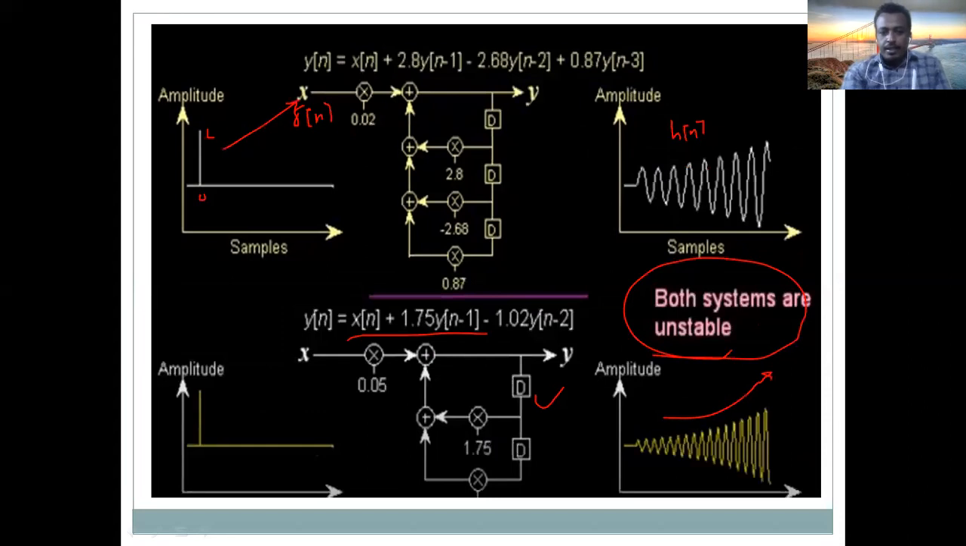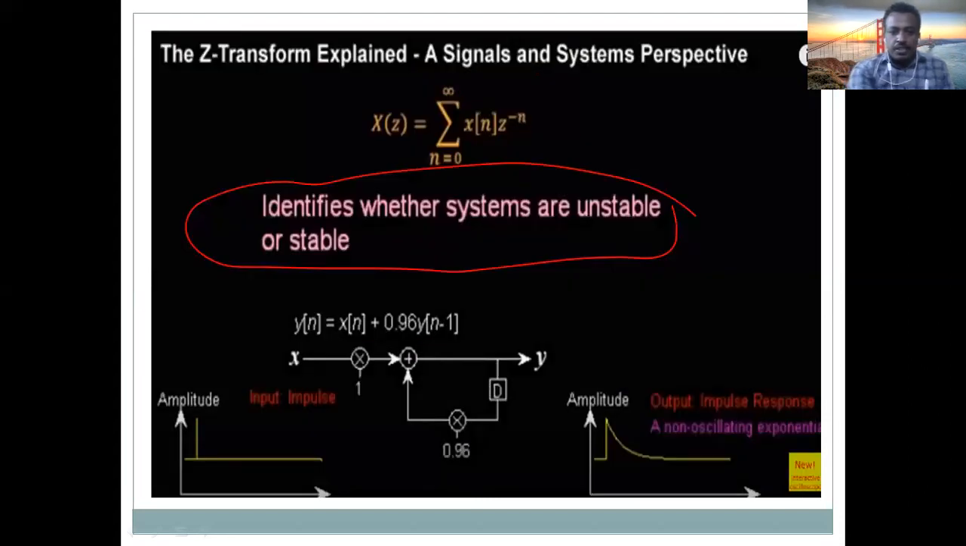So when you transform a signal x of n using this simple power series formula, which is the summation of x of n, the input signal, multiplied by z to the power of minus n, you take the summation, and it will give you X of z. So why do we need Z transform? First, to identify whether a system is stable or not.